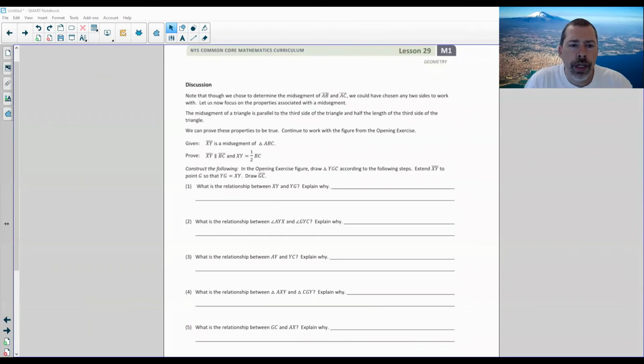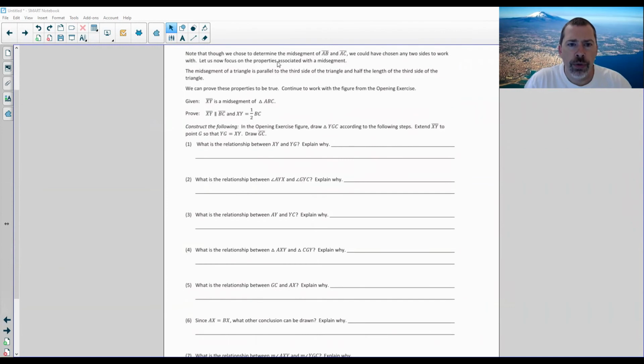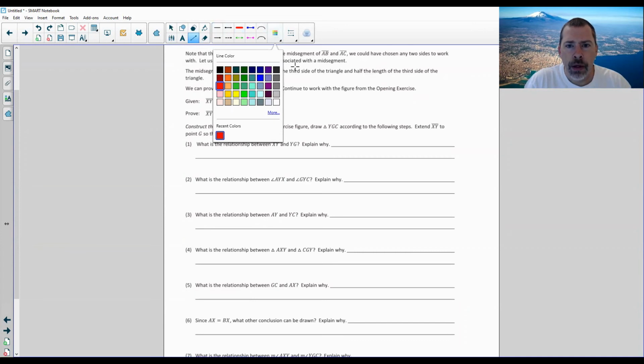So on page 2, we have a discussion. It says, note that though we chose to determine the mid-segment of AB and AC, we could have chosen any two sides to work with. Let us now focus on the properties associated with a mid-segment. The mid-segment of a triangle is parallel to the third side of a triangle and half the length of the third side of the triangle. That's interesting to know. So let me underline that.